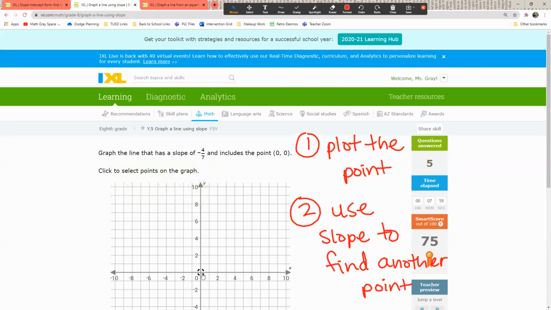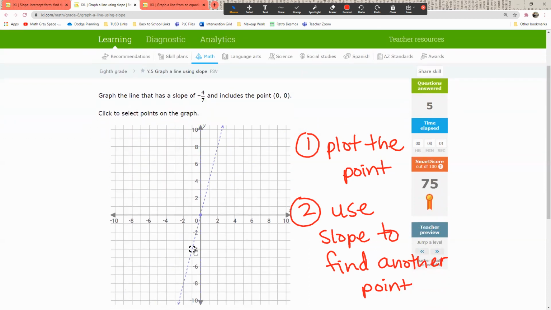This one starts at 0, 0. And then it goes down 4 over 7. So the negative sign told me to go down, but I still went forward.